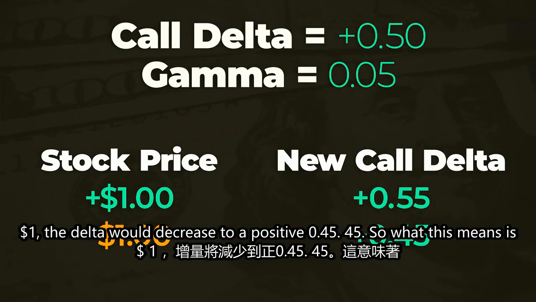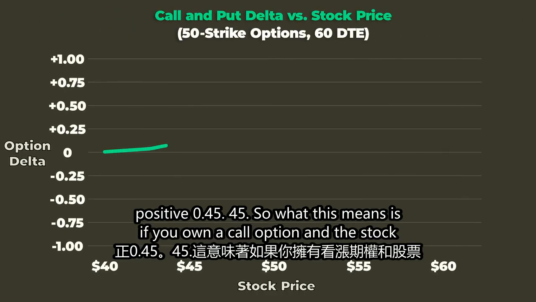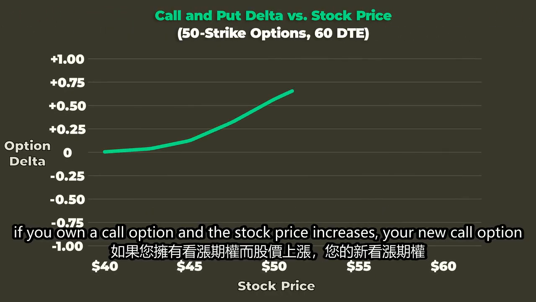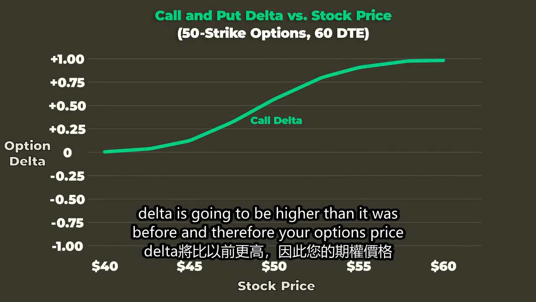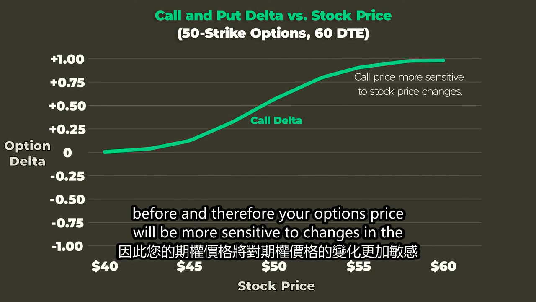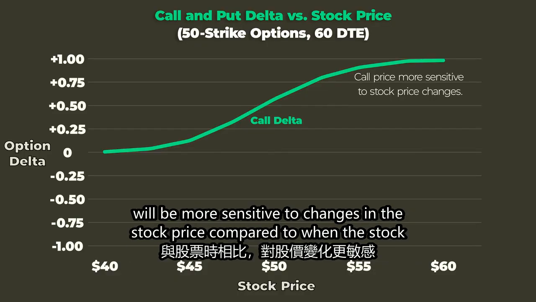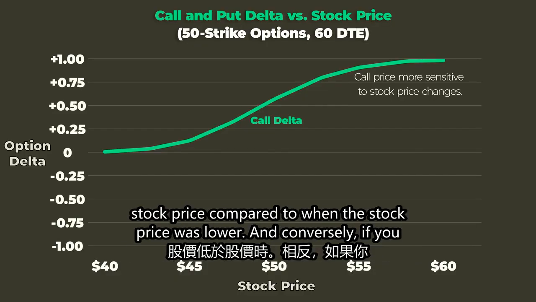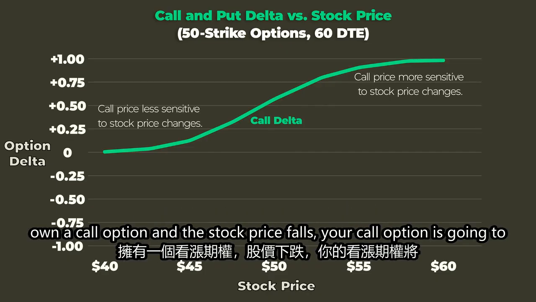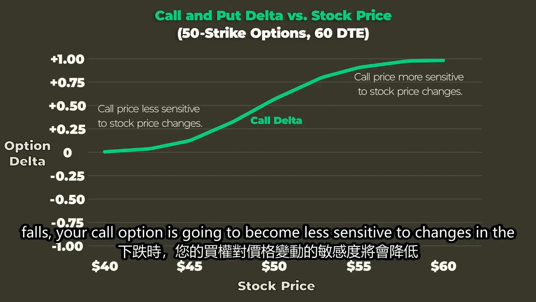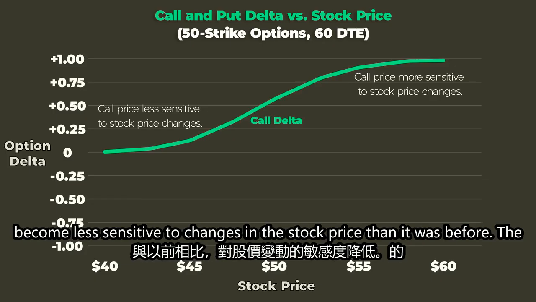So what this means is if you own a call option and the stock price increases, your new call option delta is going to be higher than it was before, and therefore your option's price will be more sensitive to changes in the stock price compared to when the stock price was lower. And conversely, if you own a call option and the stock price falls, your call option is going to become less sensitive to changes in the stock price than it was before.